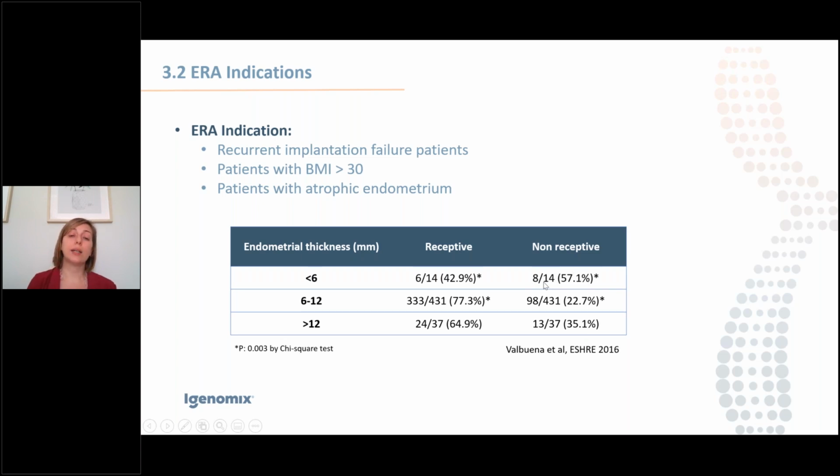So patients that have, consistently in all their cycles, an endometrium with a thickness lower than 6 millimeters, this will be an indication to perform the ERA test.